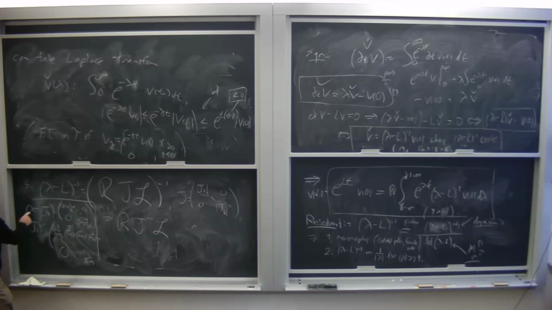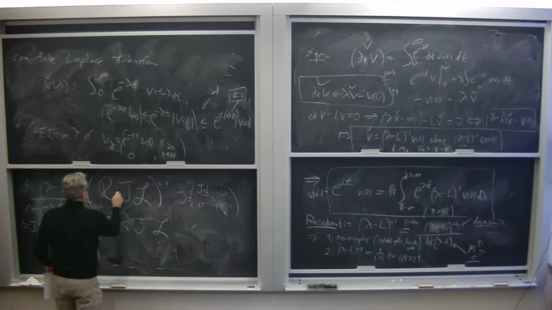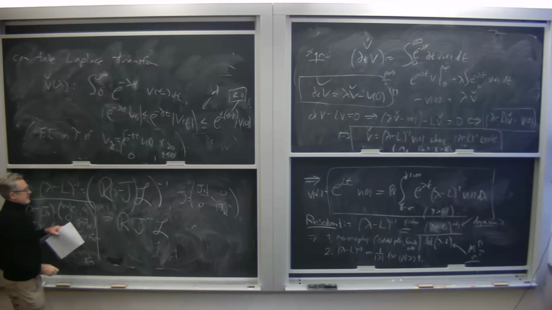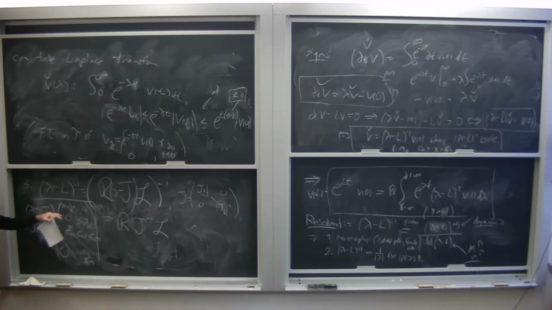This should be, right, lambda minus J. This was my mistake, yeah. And J is that, yeah. So this is what we need to invert. Okay, and we see exactly how it looks.